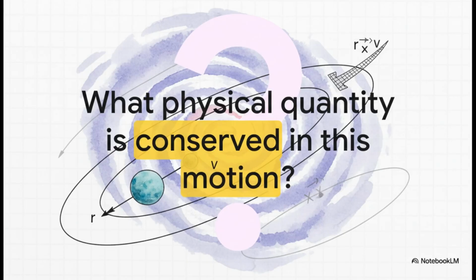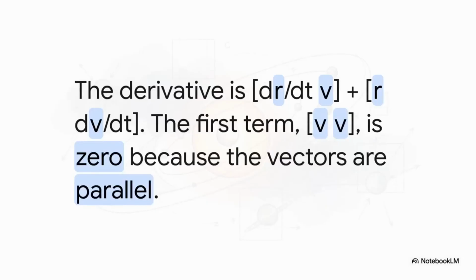So let's investigate the rate of change of a very specific vector, the cross product of the relative position, r, and the relative velocity, v. This quantity is the specific angular momentum. Now, when we apply the product rule for differentiation to this, we get two terms.